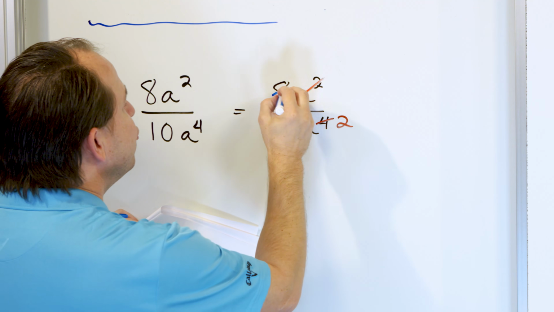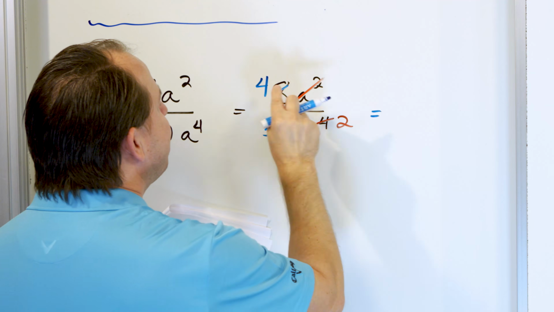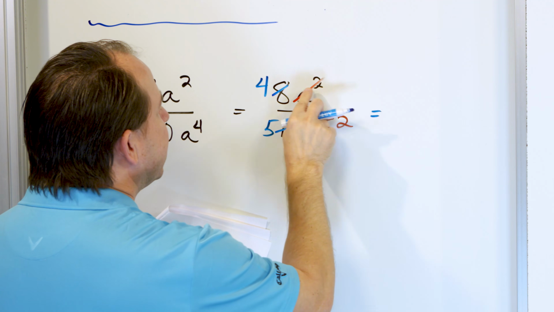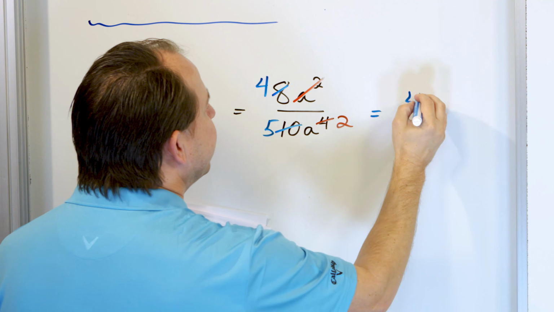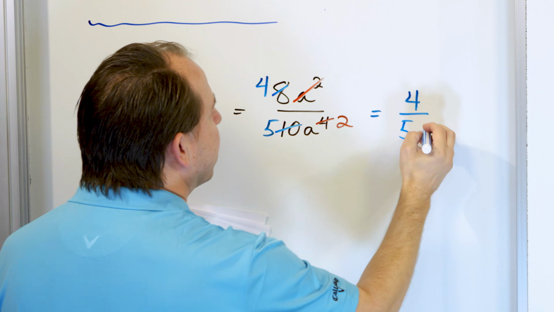8 divided by 2 is 4, and 10 divided by 2 is 5. And so on the top, I have a 4, and there's nothing else left. I've struck through everything else, so it's just a 4. And on the bottom, I have a 5, but I also have an a to the power of 2.